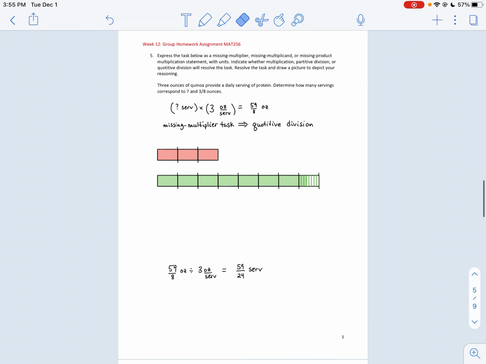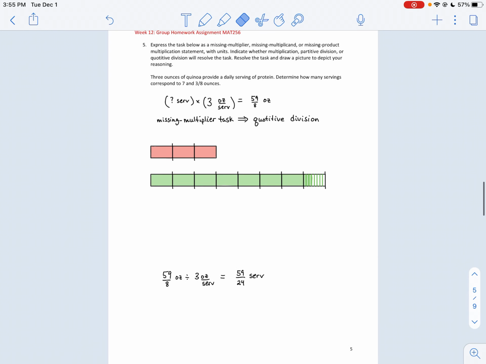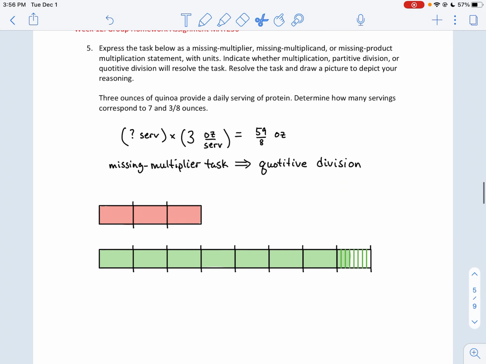3/4 of 17.5 will wind up being 51/8. Okay, number 5. Similar instructions. Express the task below. Okay, let's just read the task. 3 ounces of quinoa provide a daily serving of protein. Determine how many servings correspond to 7 3/8 ounces.